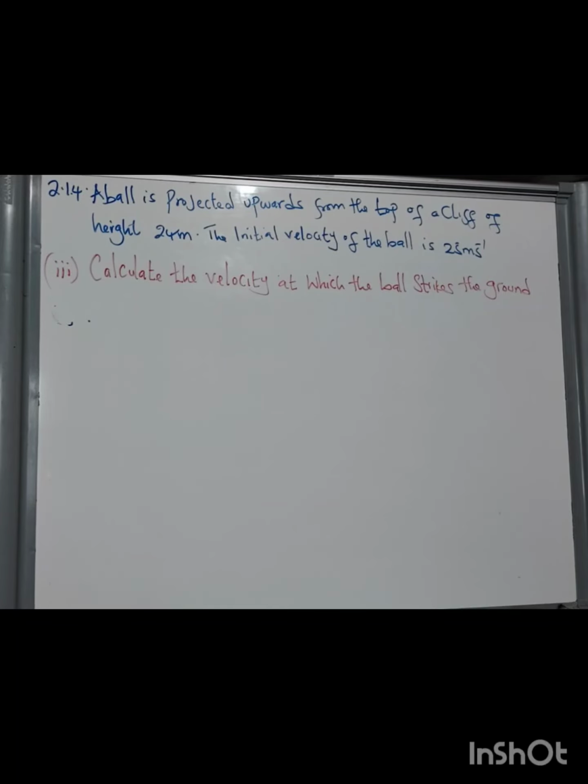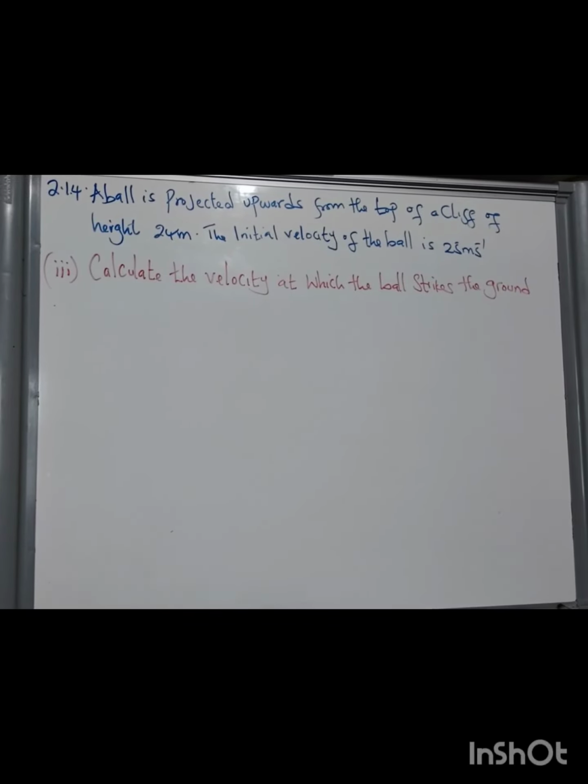Okay, the question says that a ball is projected upwards from the top of a cliff of height 24 meters. The initial velocity of the ball is 25 meters per second. Then the question says, calculate the velocity at which the ball strikes the ground.